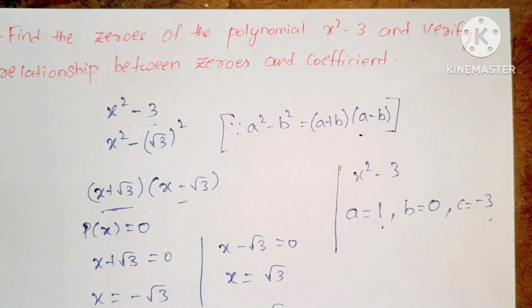I think you understood the polynomial concept. In the next video I'll explain second exercise, and the polynomial concept is very small and you will get only 1 or 2 marks. That's it.